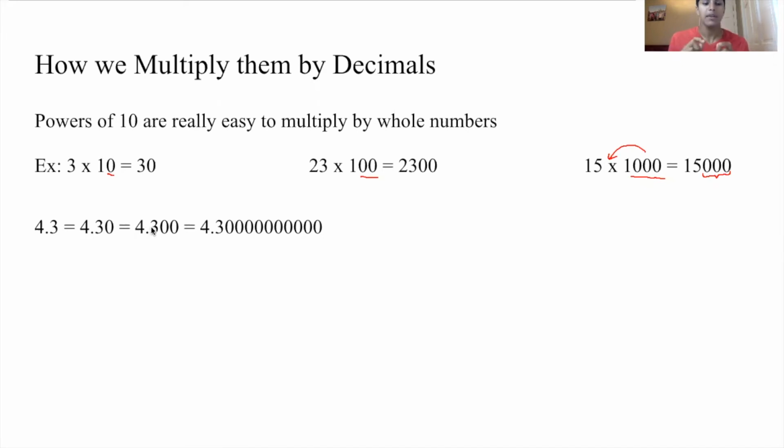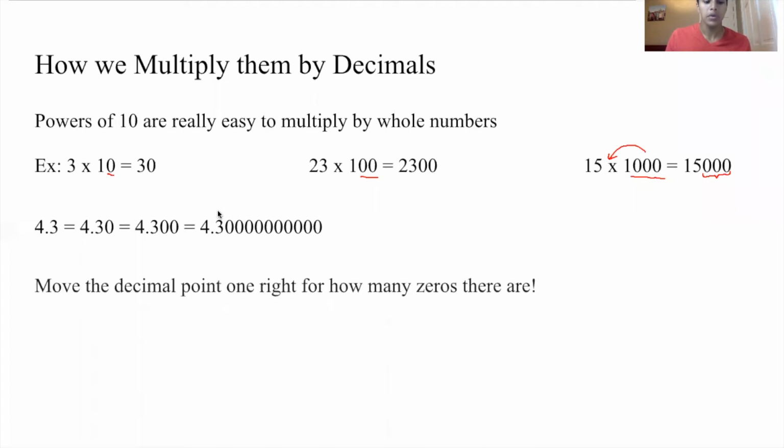So we have to have a different rule for multiplying by decimals. Here's the rule. Instead of adding a bunch of zeros, we move the decimal point. Specifically, for each 0 that we would otherwise have added, we move the decimal point 1 space to the right for how many zeros there are. Let's look at some examples.